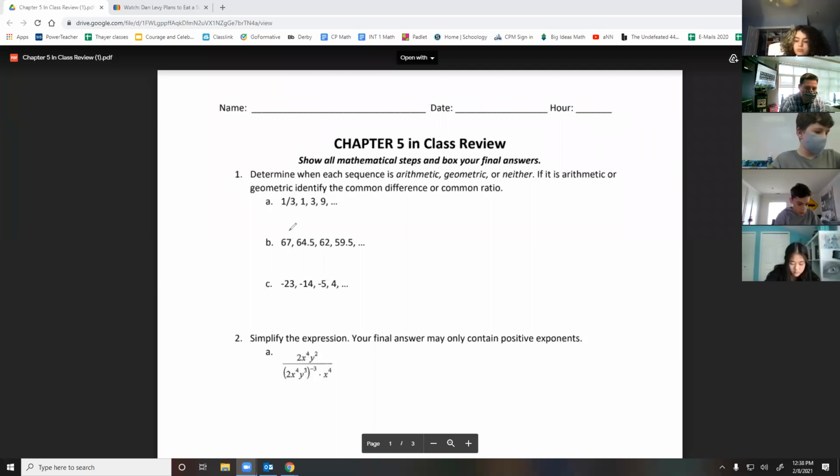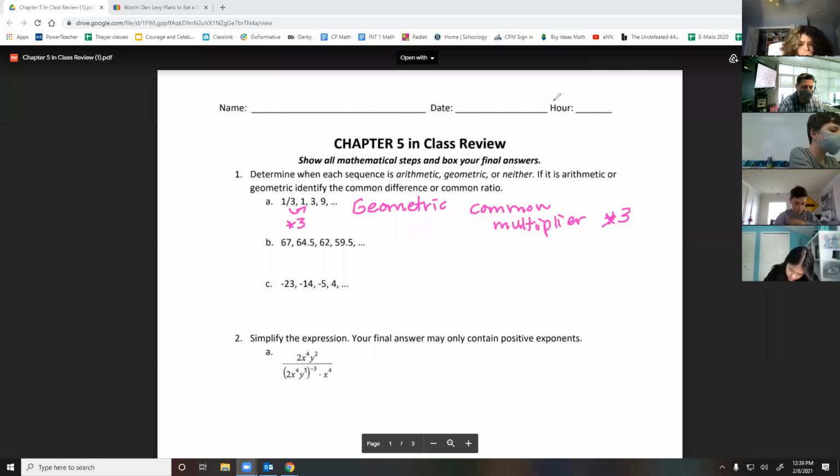All right, yes, we've identified a ×3 happening from each term. So we call that our common multiplier. So you would simply say this is geometric because there's a common multiplier of ×3. All right, very good. Okay, we're going to resume recording now.